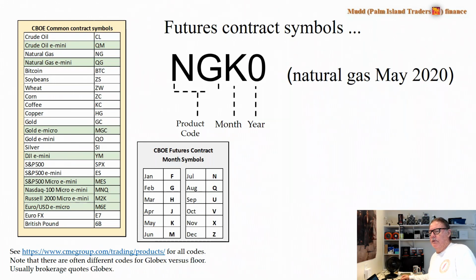And going on down, you can see the standard range of commodities and financial assets represented: Bitcoin and wheat and corn, gold, silver, the indexes like the giant S&P 500 contract, SPX, E-minis and micro-E-minis of the same. I have those in green because they deserve special attention, which we'll cover next. And the various FX contracts like the Euro US dollar, the Euro FX, and so forth.